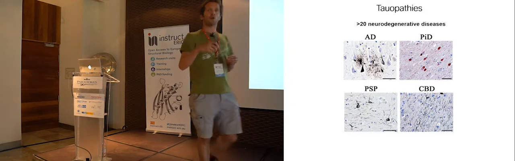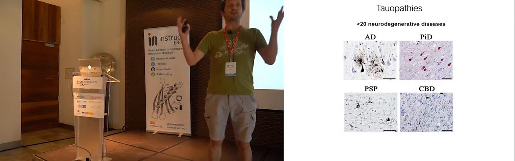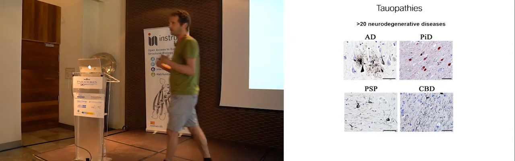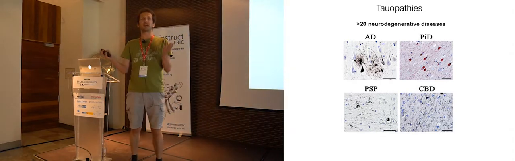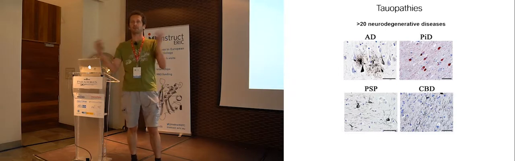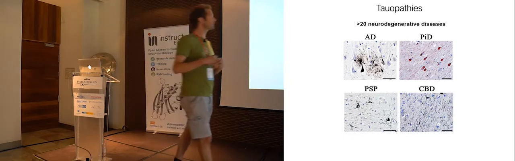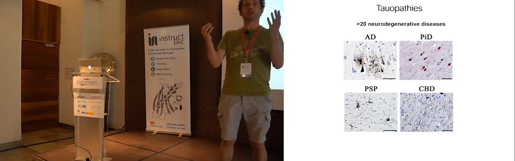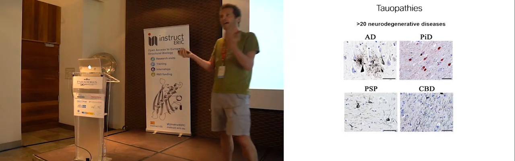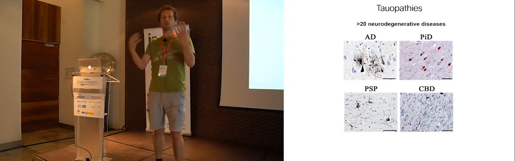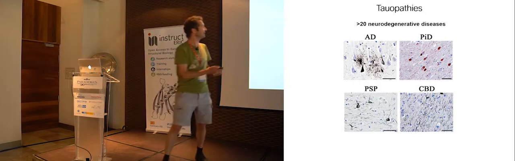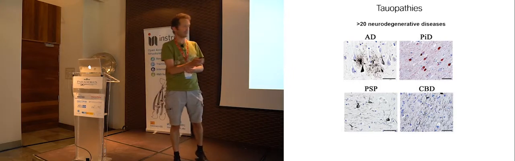The protein tau assembles into these aggregates in a number of neurodegenerative diseases, and the most frequent and perhaps best known one is Alzheimer's disease, where it coexists with pathology of aggregated amyloid beta. But there are more than 20 different neurodegenerative diseases where tau aggregates, and it can be tau on its own as well, proving that just accumulation of tau itself can be pathological.